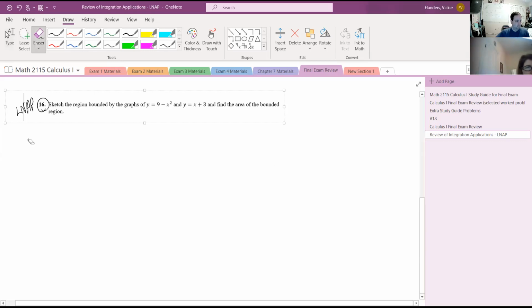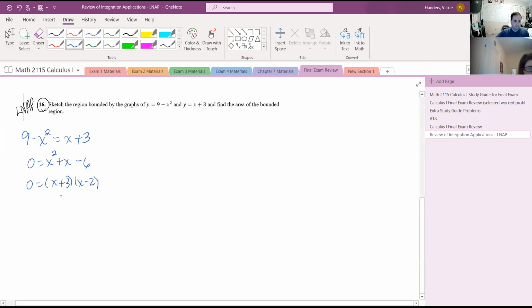Let's put 9 minus x squared equal to x plus 3. This is how you find your intersecting points. It looks like this factors very nicely. So I get x equals negative 3 and x equals positive 2. If I plug in negative 3, I'll get the point negative 3, 0. And I'll get the point 2, 5.